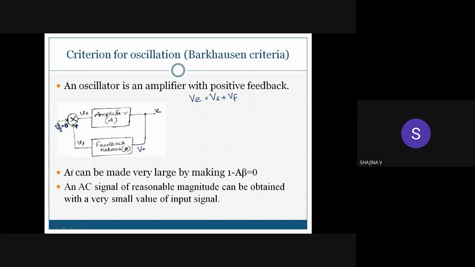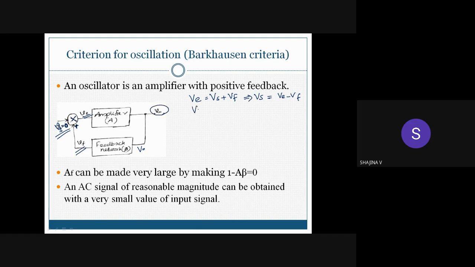Earlier, in negative feedback, we considered Vs minus Vf. Here, since it is positive feedback, this voltage will be equal to this input voltage plus this feedback voltage. Even though Vs is 0, we can write like this. Or from this equation, I can write Vs is equal to Ve minus Vf. This is done only to get the expression of the gain. Actually Vs is 0, but to get correctly what the gain will be, I am taking Vs.